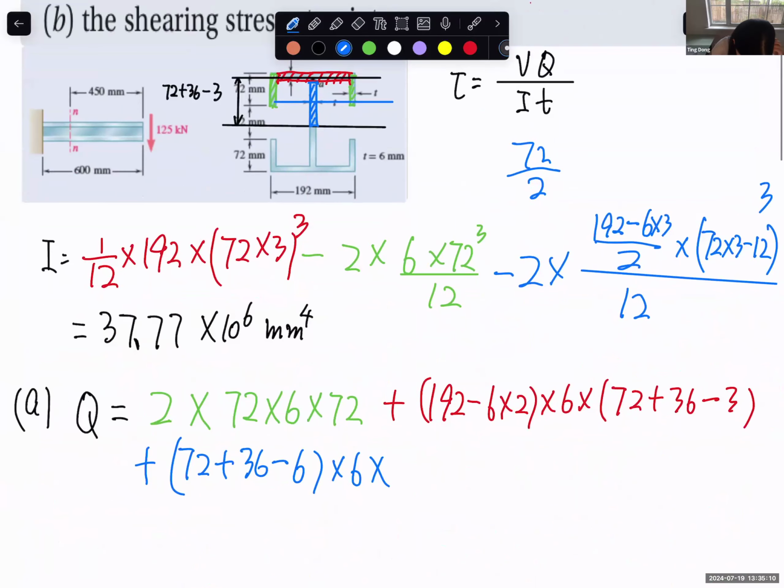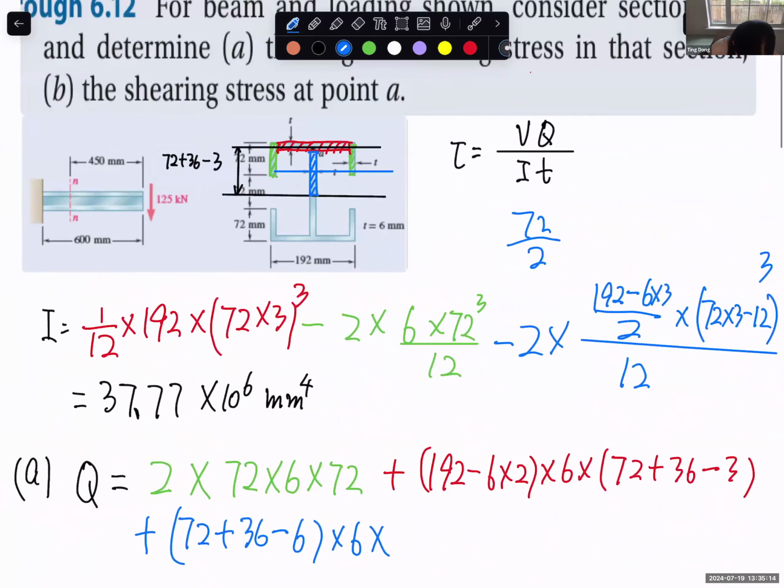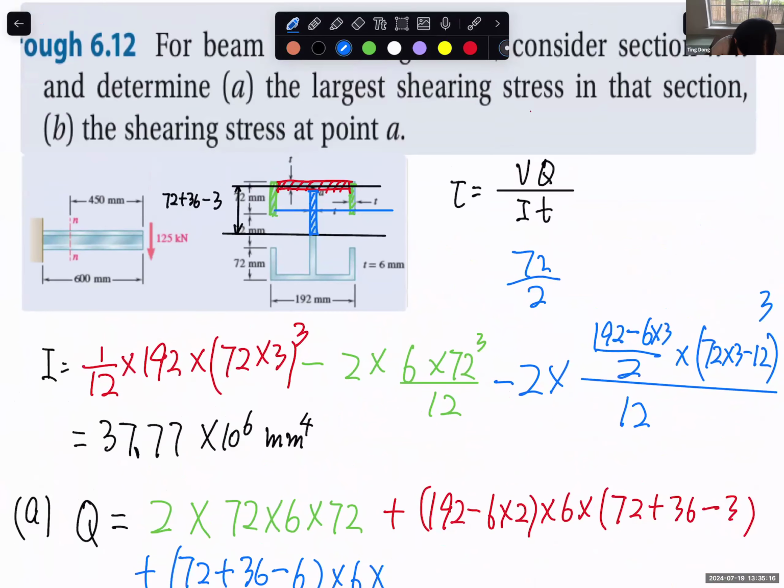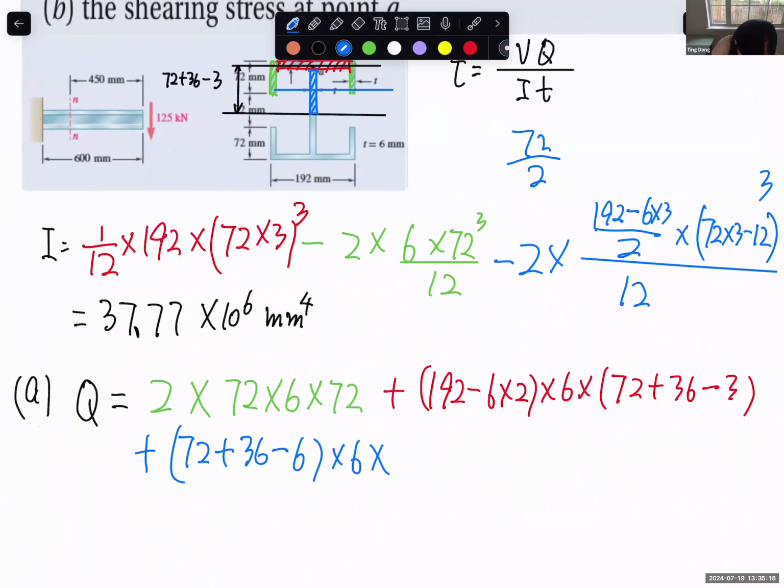We already have a height. My pencil doesn't work. Oh no, I need to wait. Sorry, my pencil doesn't work.